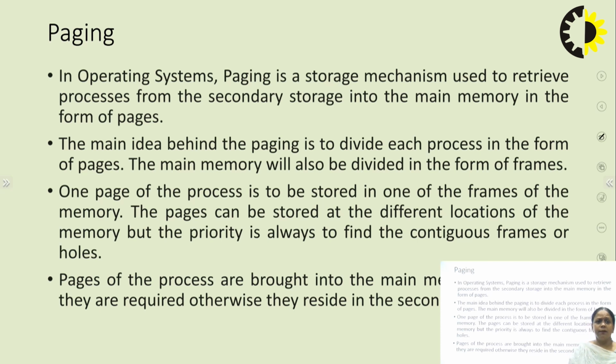The pages can be stored at different locations of the memory, but the priority is always to find the contiguous memory holes. Pages of the process are brought into the memory only when they are required, otherwise they reside in the secondary storage. We will understand the concept of paging with the help of a diagram.